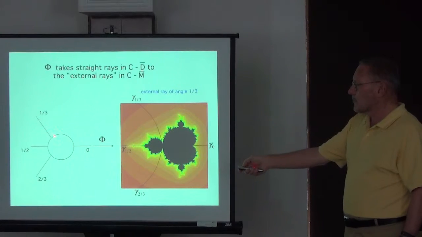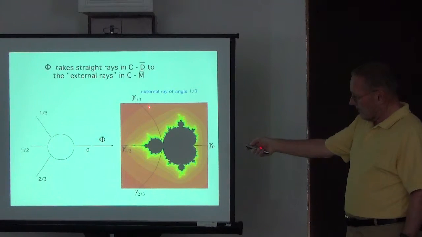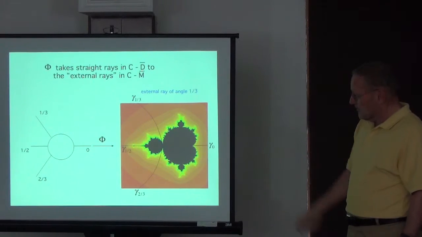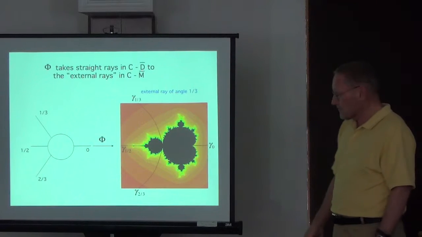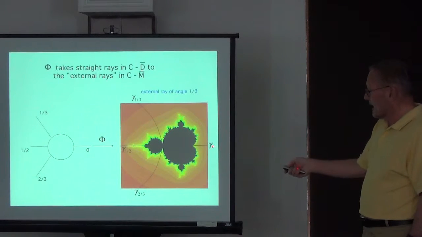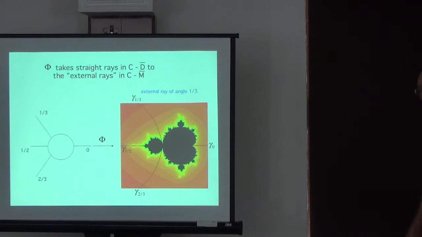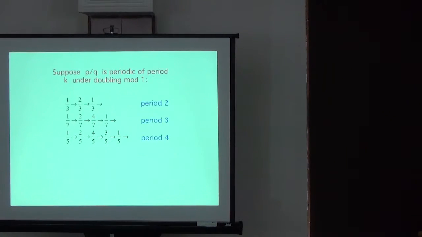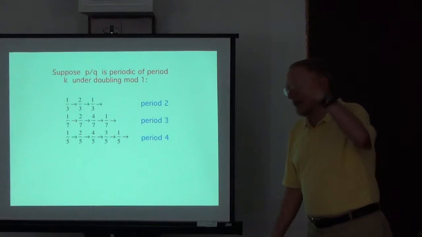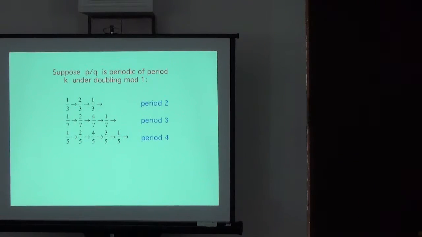For example, this curve, 1/3 is mapped to what I'll call gamma 1/3. That's the external ray of angle 1/3. 0 is mapped actually to the positive real axis, the external ray of angle 0. Okay. So, here's how we measure the size of these spokes or bulbs or whatever.